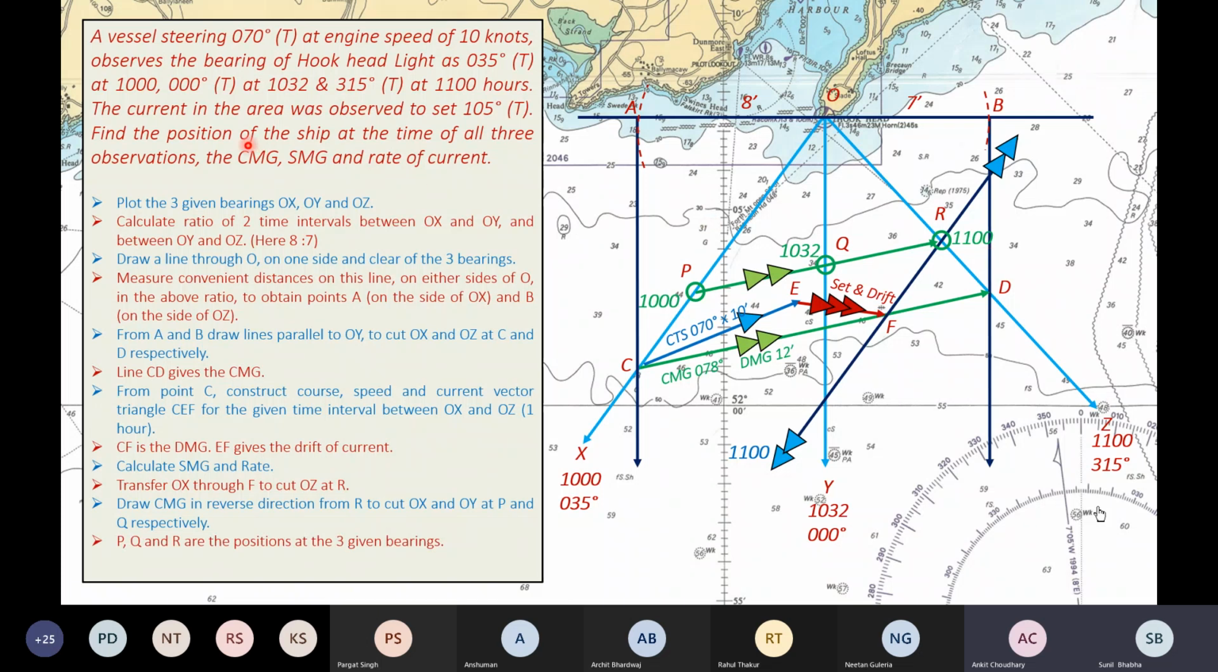So all the items which were required have been obtained from the plot now. The position of the ship has been obtained at the time of all the three observations. The course made good is obtained, the speed made good is obtained, and the rate of the current is also obtained. So this completes our plot for a 3-point bearing question.